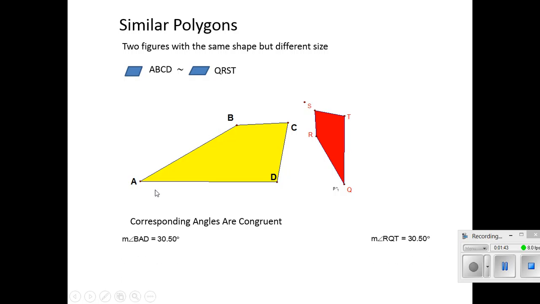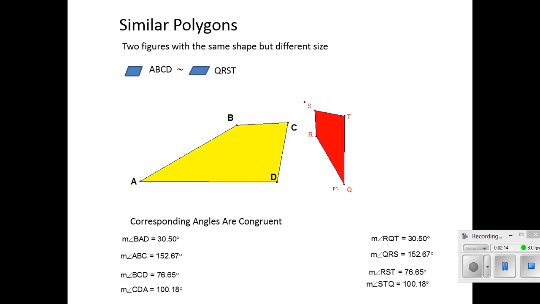So we're going to measure those. We're going to measure this angle at A. It ends up being 30 and a half. The corresponding angle would be the angle at Q. Now this seems to be spun around a little bit. That's fine, but the thing is, it is similar. The shape is very much the same. One is an enlarged version of the other, one is a shrunken down version of the other. Here we measure the angle at B, it's 152. The angles at C are congruent.